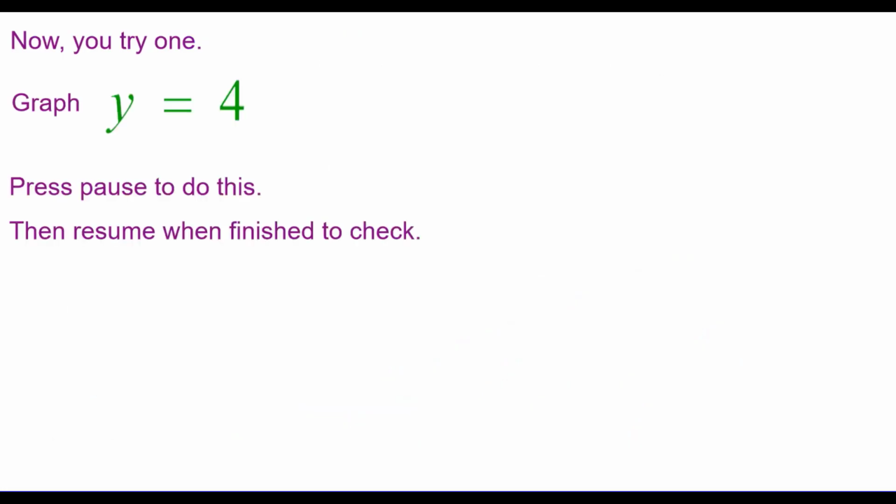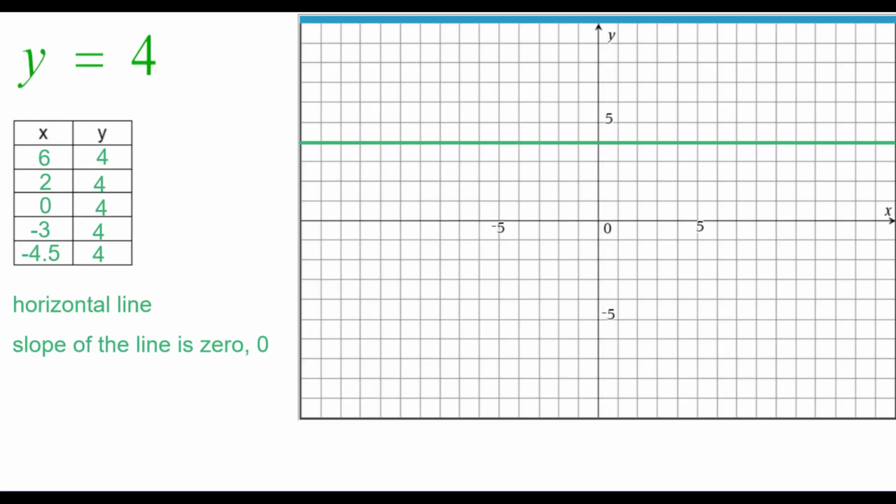Now you try one. Graph y equals 4. Press pause to do this and then resume when you're finished to check your answer. And so it is a horizontal line. The slope of this line is 0. And these are some of the ordered pairs that are on this line, and you can see that the y-coordinate is always 4.